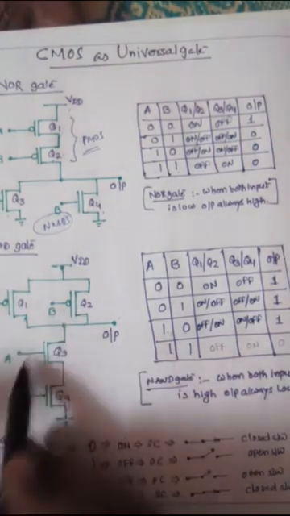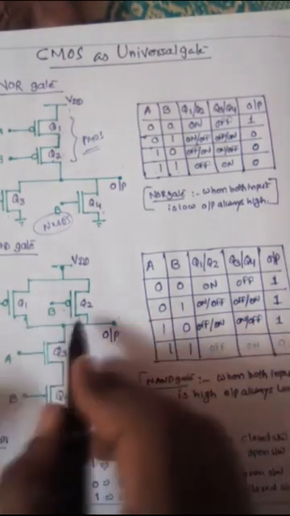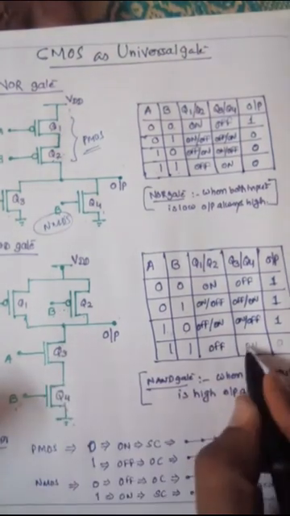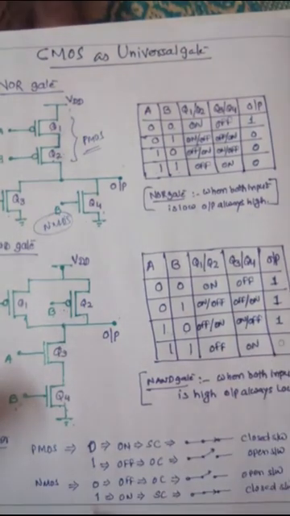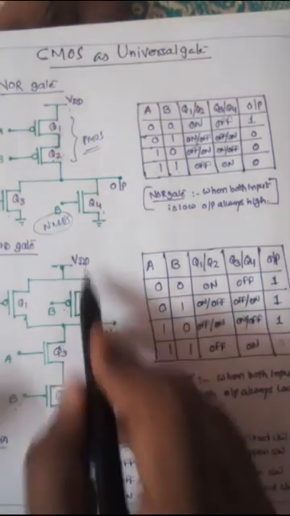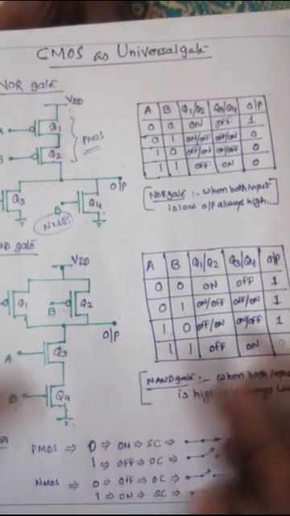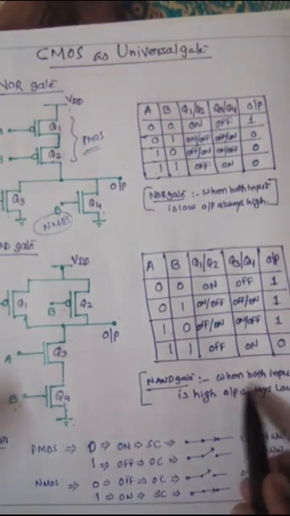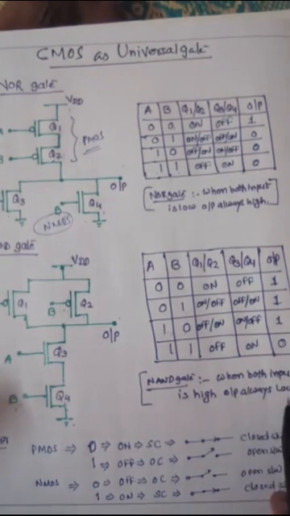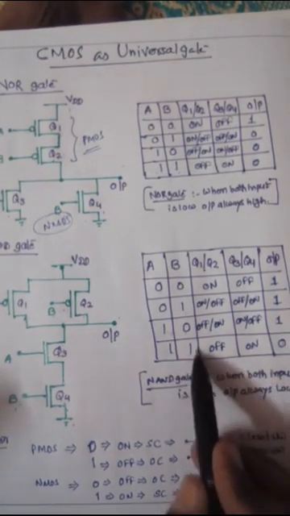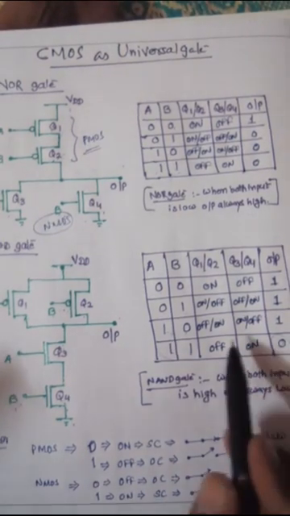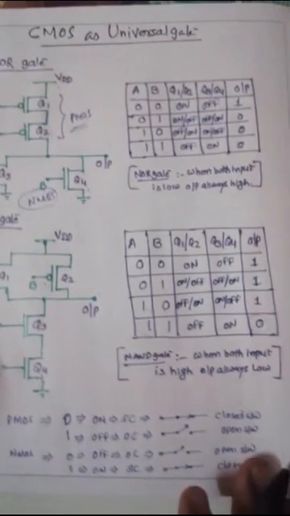Now both are 1. Q1 and Q2 are in off mode, and these both are in on mode. That's why current cannot pass through, and this will be at a potential near ground, meaning 0. So when both inputs are high, output is always low. This condition of the NAND gate is satisfied, so this will work as a NAND gate.